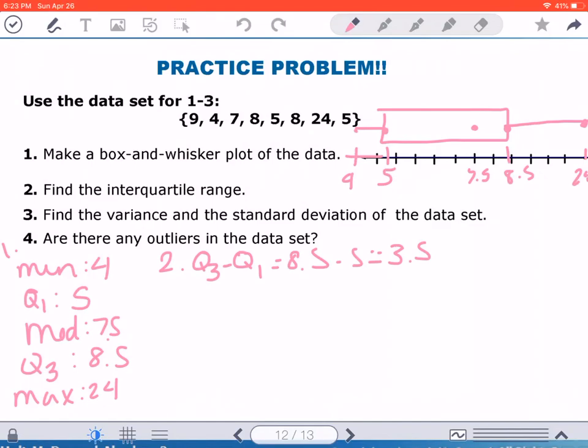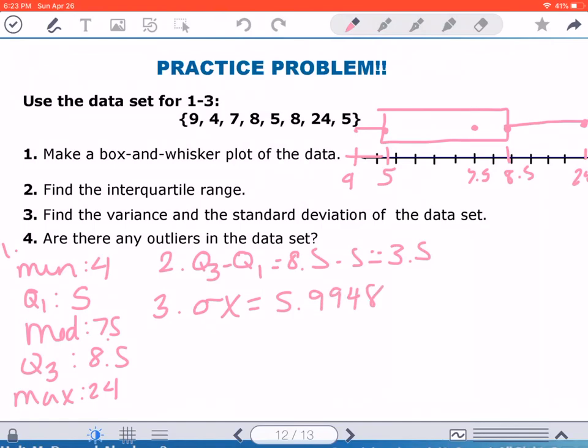Okay, number 3 says find the variance and the standard deviation of the data set. So the first thing that I'm actually going to find here is the standard deviation, right? And that's noted by sigma x in our data. So if I look at sigma x, it's 5.9948 about.